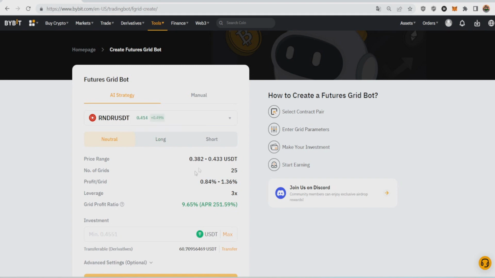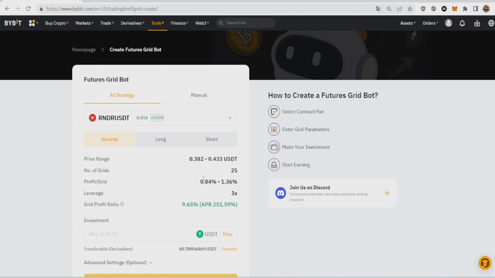Look at your bot price, because if Render goes up tomorrow and it skyrockets to $0.45, this bot won't do anything. So that's when you have to literally terminate the bot, guys, and start making a new bot with Render. So always keep a notice. I say 24/7 automatic. It's automatic unless the price really goes up or down.